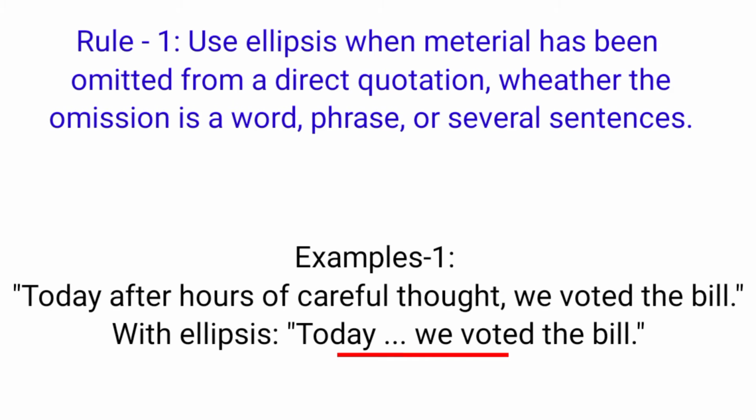Okay, my dear learners, now I shall discuss the uses of ellipses or dots. Rule number 1: use ellipses when material has been omitted from a direct quotation, whether the omission is a word, phrase, or several sentences. Example: Today, after hours of careful thought, we voted the bill. This is the full quotation. Okay, but with ellipsis, the example is: Today ... we voted the bill.